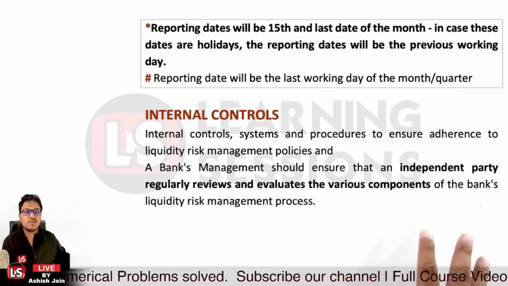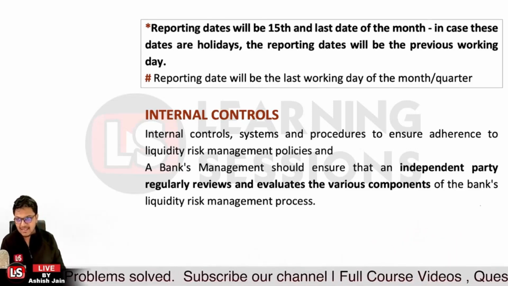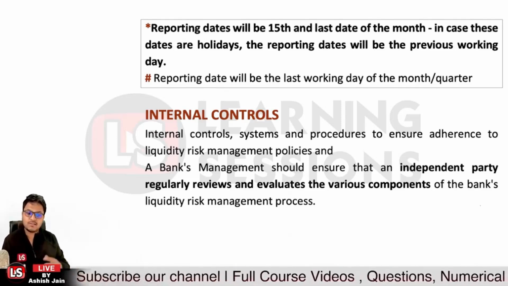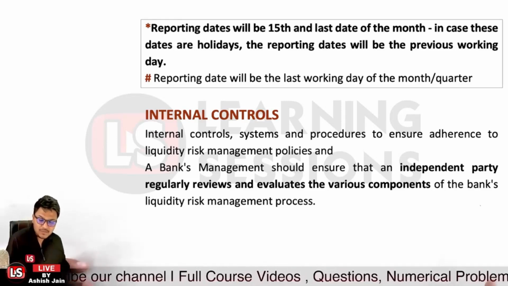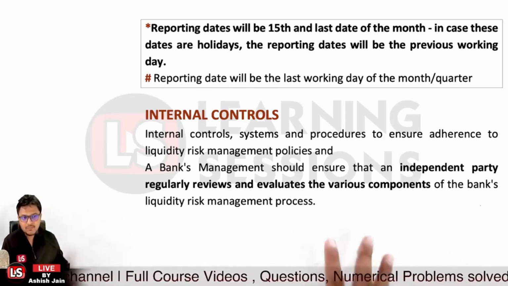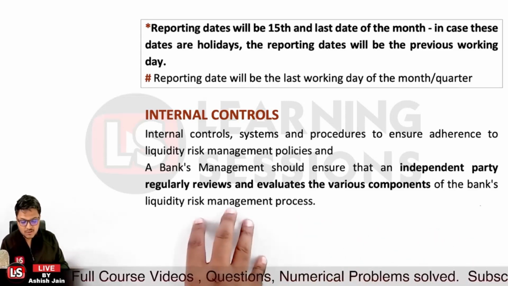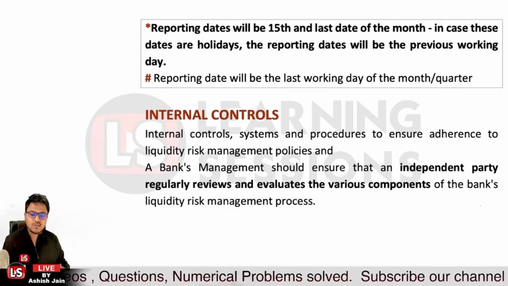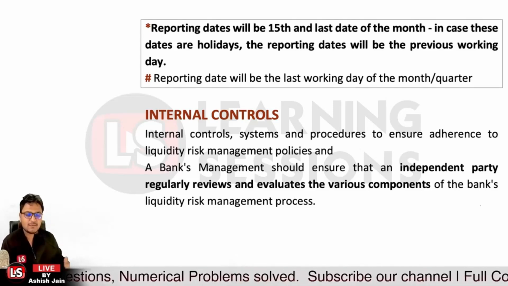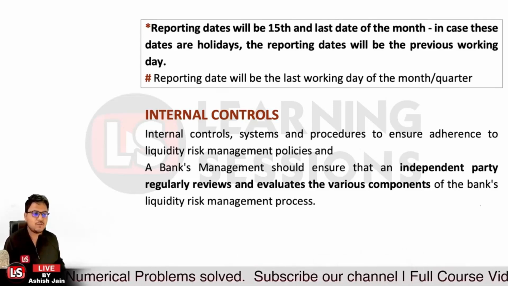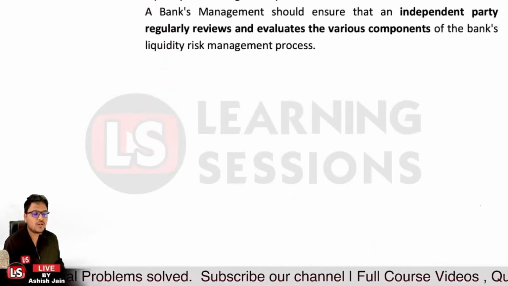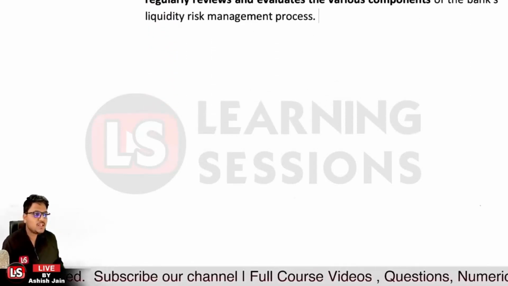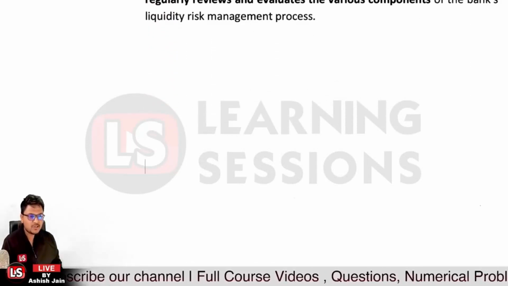Okay, so the bank's management must ensure that there is an independent party who will regularly review that the policies are being met or adhered to. Further, the various components of the bank must be maintained, proper documentation must be done, and a review must be done. Whensoever the information is required by the inspecting officer, that information must be provided to the inspecting officer. So that's related to internal controls, and that is all related to liquidity risk management. I hope that you have understood the concepts related to liquidity risk management.